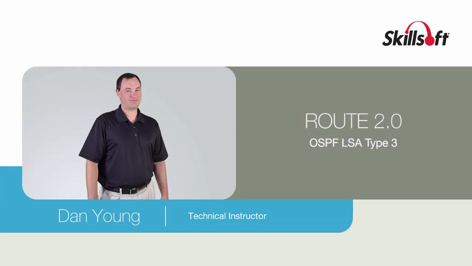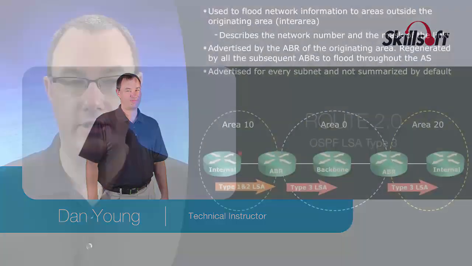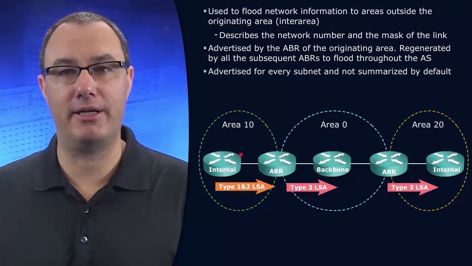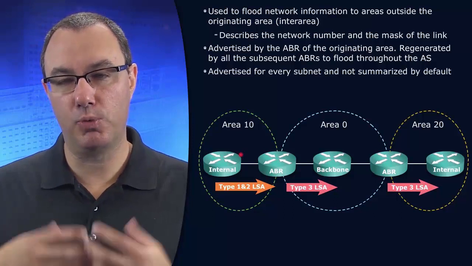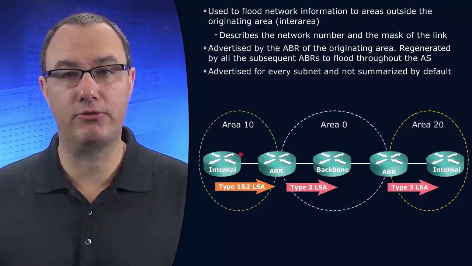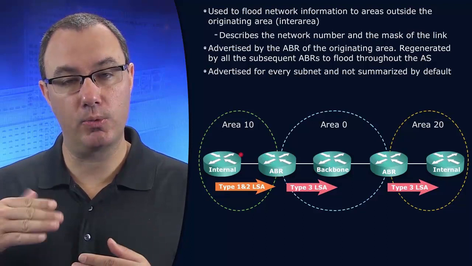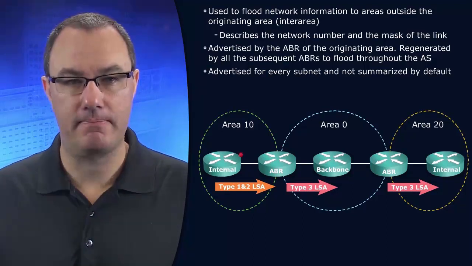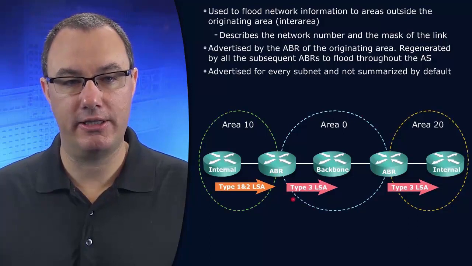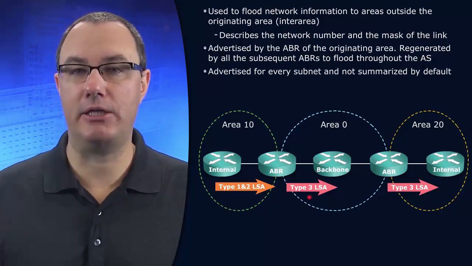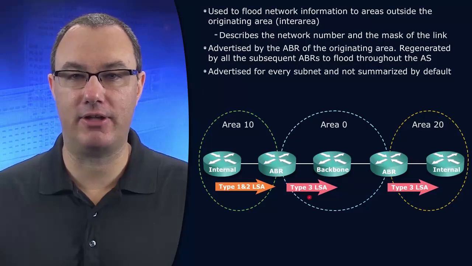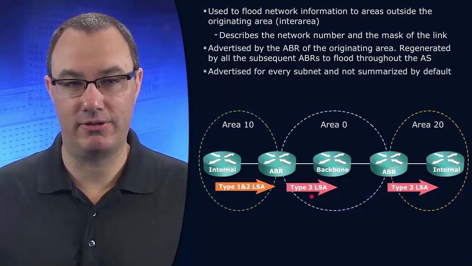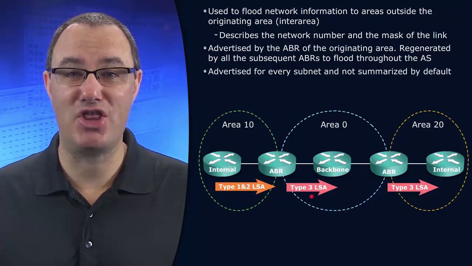LSA types 1 and 2 describe routes that exist within an area. But because they are stopped at area border routers, they need to be reformatted. They need to be restructured so that we can relay that information outside of the area. How do we do that? Well, we package the relevant information that is contained within LSA types 1 and 2, and we regurgitate that out as LSA type 3.